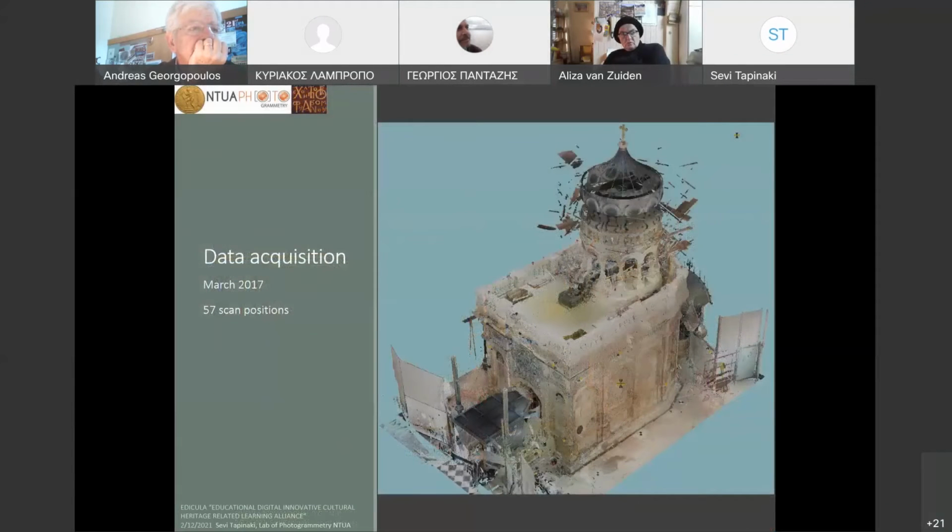And this is a view of the final state in March 2017. It is cleaner, because the scaffolding and all obstacles were not there anymore, but still we had obstacles on top of the Edicula.